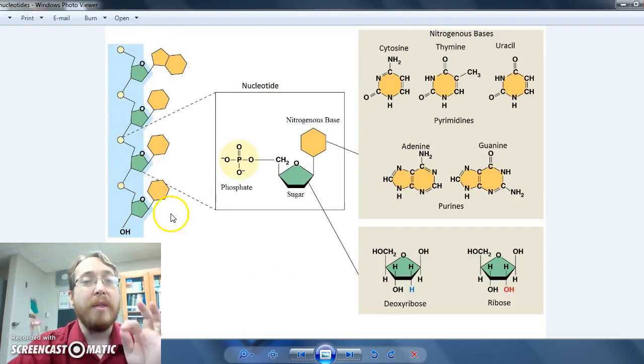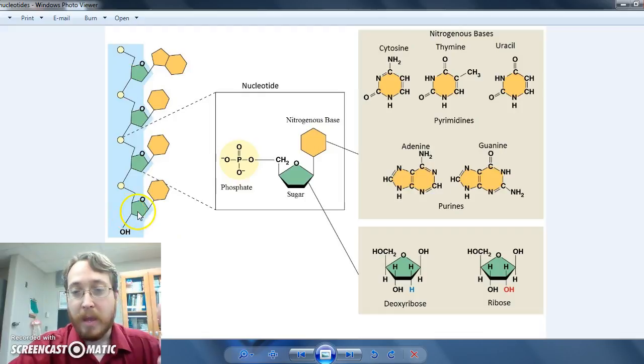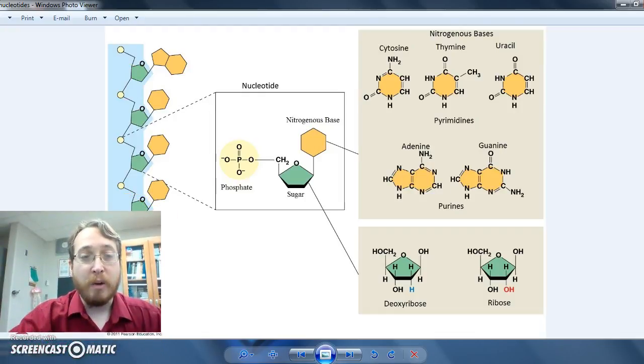Now, each monomer in this thread, each monomer in this polymer, is a nucleotide. And so that is what is being shown here, and each nucleotide is made up of multiple parts. So let's just take a look at the nucleotide as a whole for a minute. First, can we see what they are made of?